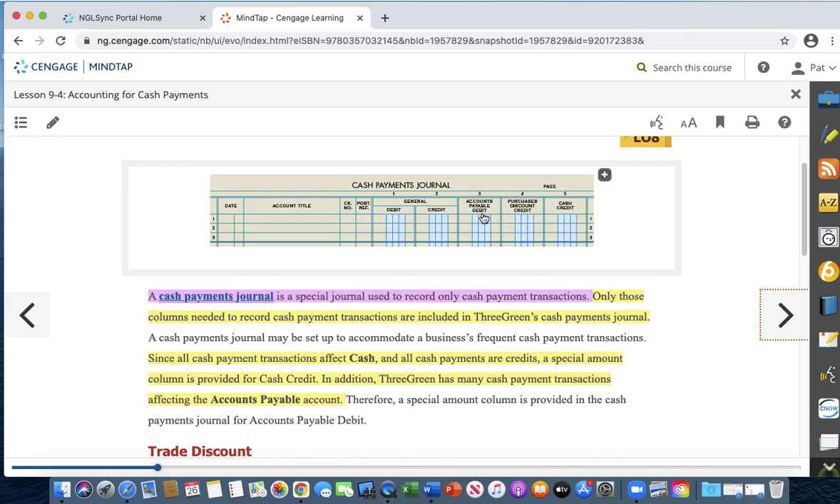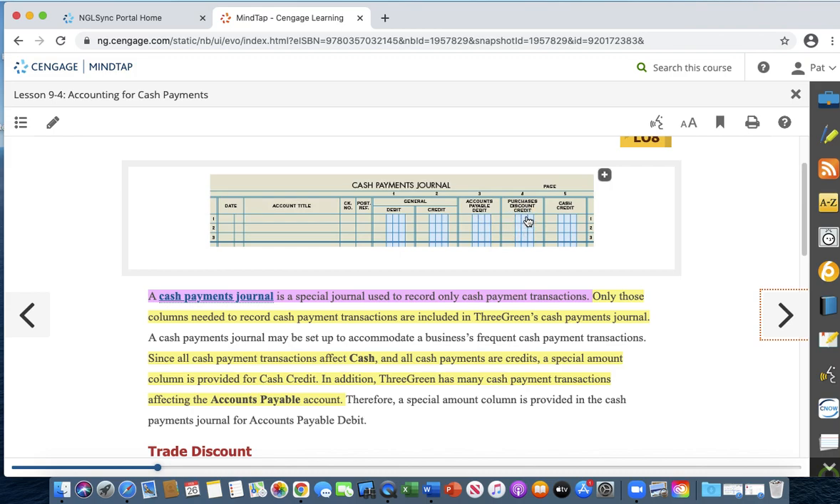One is going to be accounts payable debit. So when would we use this account? When we're paying off our purchases, right? If I go into Hayden's store and charge stuff to them, I increase accounts payable at the credit. When I pay it off, I will have to debit accounts payable to get rid of that bill I owe them, and then I'll credit cash. So we have a special amount column, accounts payable debit.